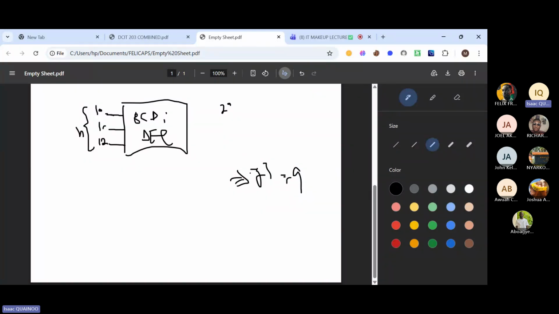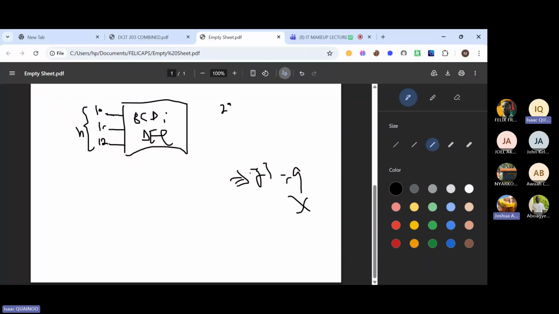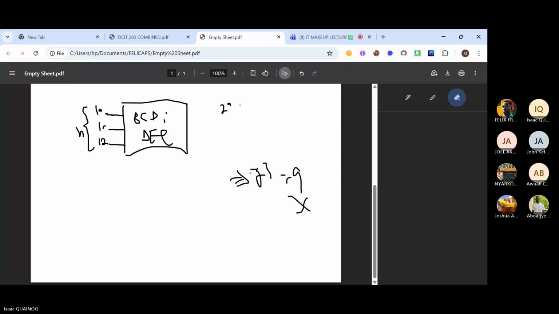But for this particular type of decoder, 9 cannot be true for the outputs because we are converting BCD to decimal. And you know that decimal exists in how many digits? Please, can someone tell us how many digits decimal numbers have? 0 to 9. Please come again.